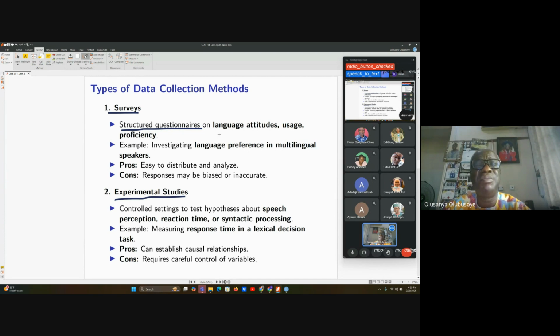So you have an example if you are investigating language preference in multilingual speakers. You can have a structured questionnaire.